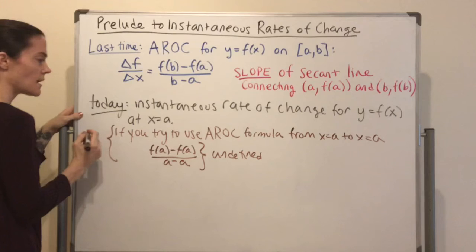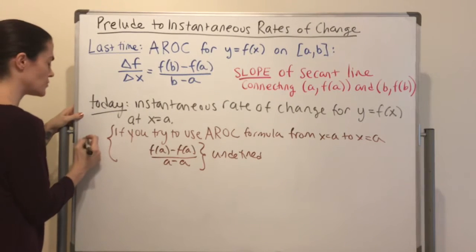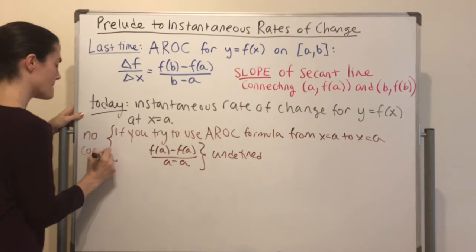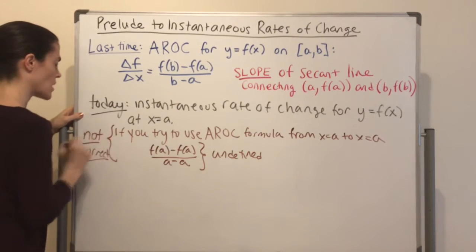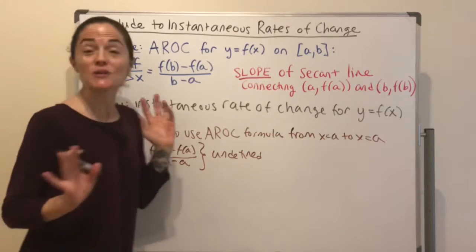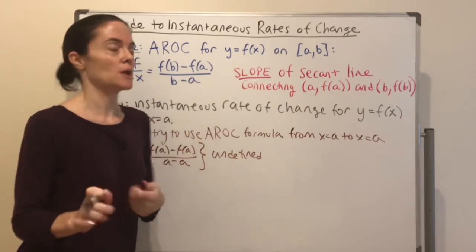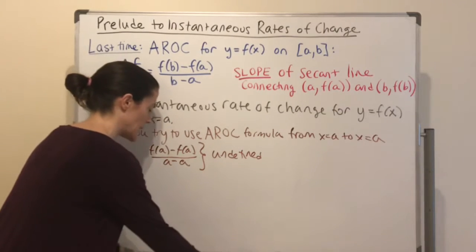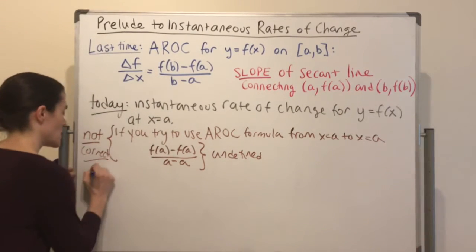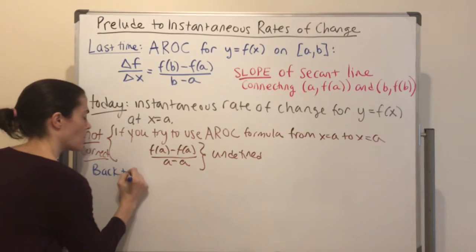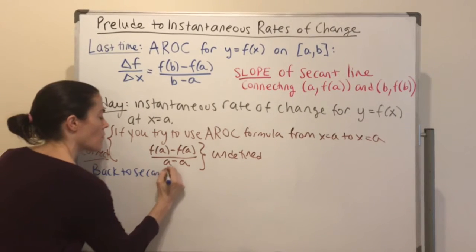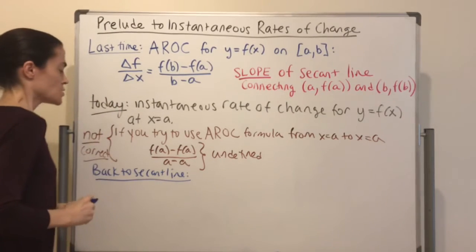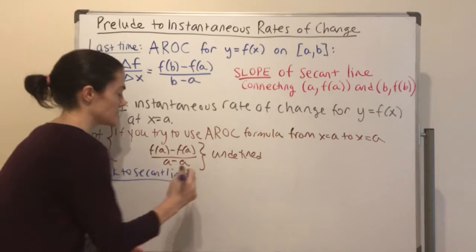So this is definitely not how we want to do it. This creates an issue. So this is not the correct approach. But the notion of a secant line we definitely want to use. So let's go back to the secant line. Maybe I will go back to blue. And let's draw a picture. So what I want to do is look at the secant line.